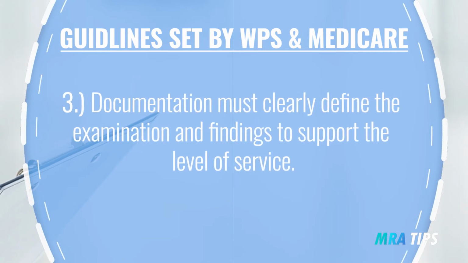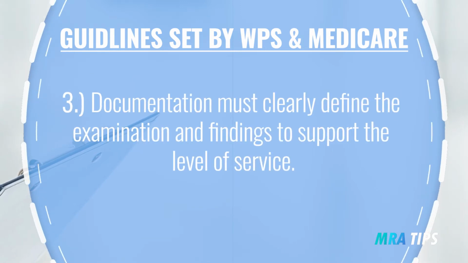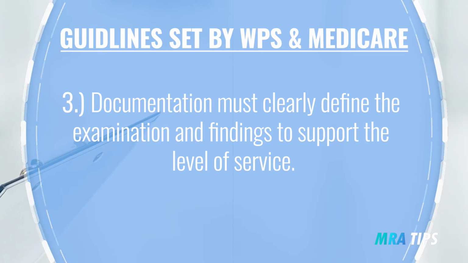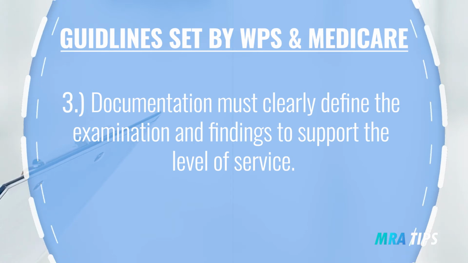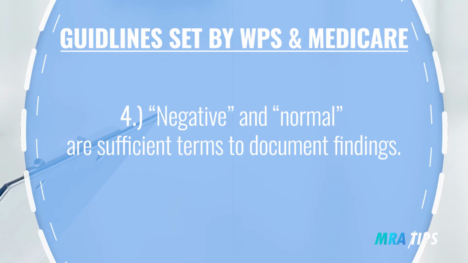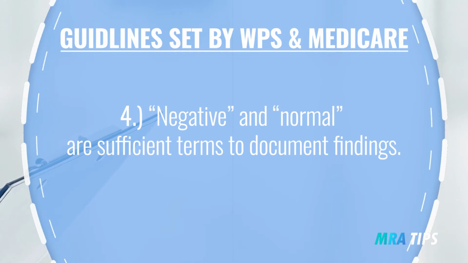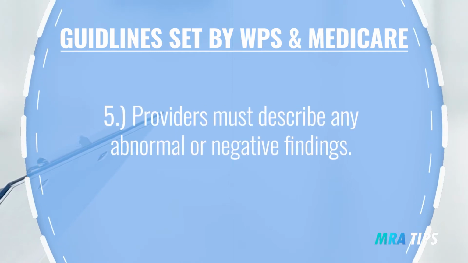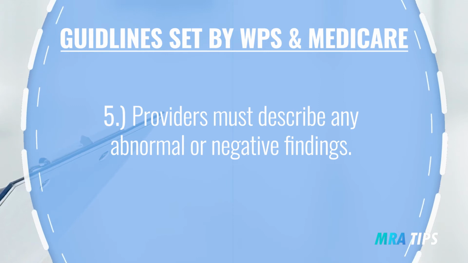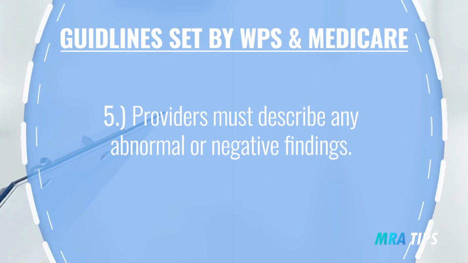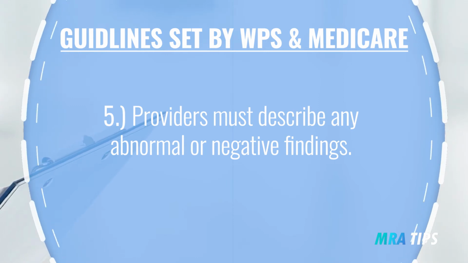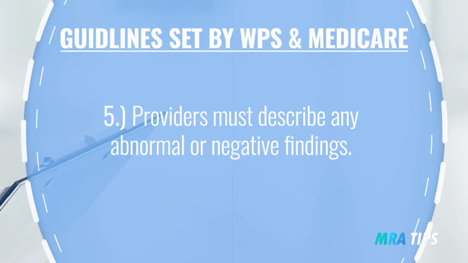In order to support the level of service, all documentation should clearly define the examination and the findings indicated in the patient's record. Negative and normal are actually sufficient terms to document your findings, but the provider must document any specific or pertinent information about the abnormal or negative findings of symptomatic body areas or organ systems. Keep in mind, simply stating abnormal without any elaboration would be considered insufficient documentation.